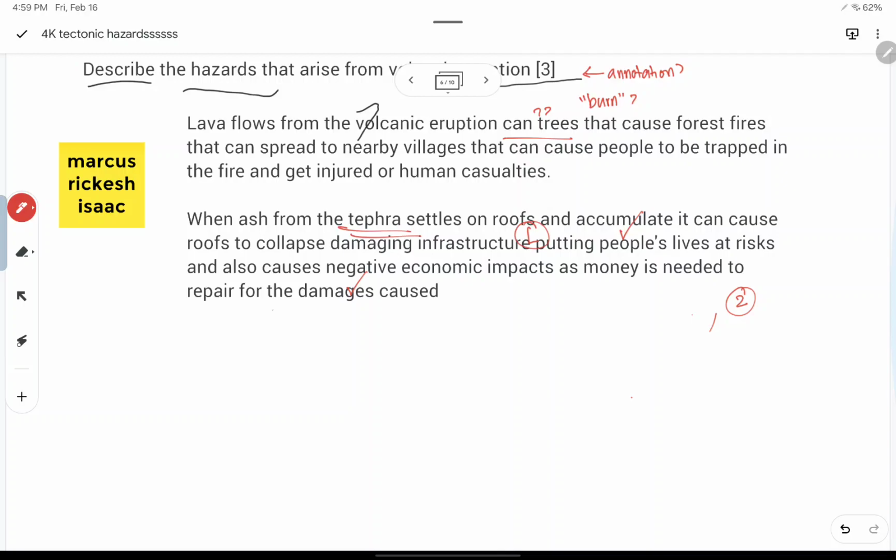So 1 mark. It can also cause money to be needed to repair. So this is a 2nd mark. Same as the earlier one. The only thing is it's now volcano.